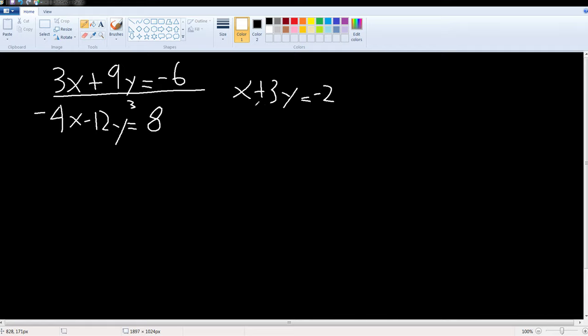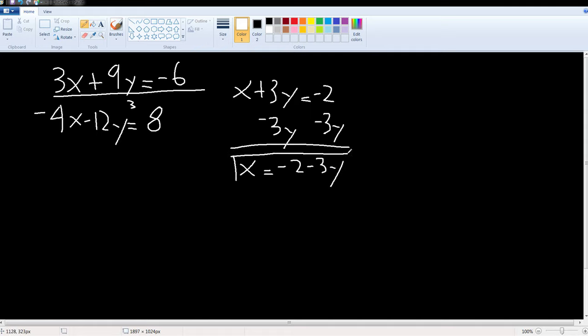So from the first equation, I get x plus 3y is equal to negative 2. I'm going to solve for x in this case because x is already by itself. There's a coefficient of 1, which is what we want. So in order to solve for it, we subtract 3y from each side. I get x equals -2 minus 3y. That's important information, so I'm going to square that.